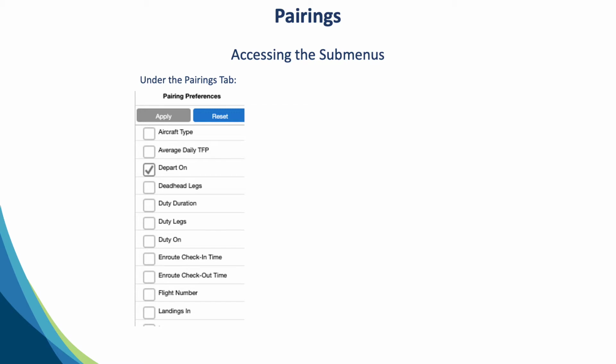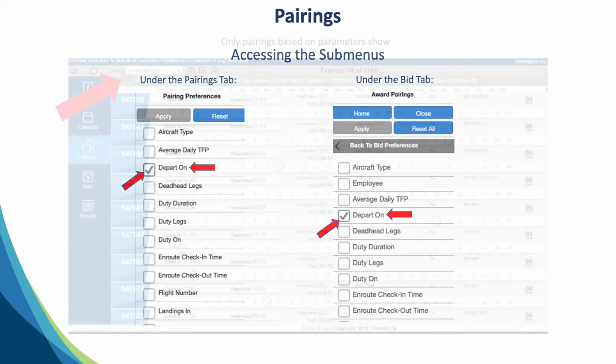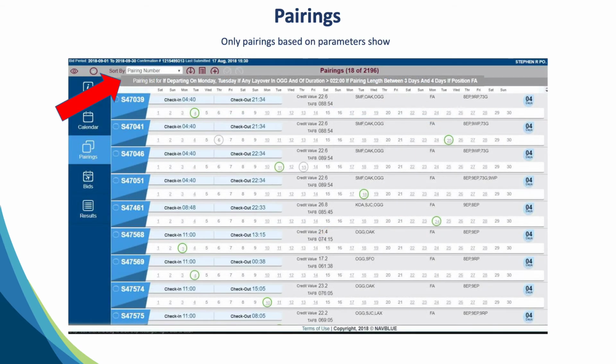When filtering using the Pairing Preference menu, you may need to check on the preference you want and click on the preference again to open the submenu. The same is true when you're using this within the Bid tab. After clicking on Apply, you'll see only the desired pairings based on the parameters you've entered. The search parameters you've entered are showing on the upper gray bar.